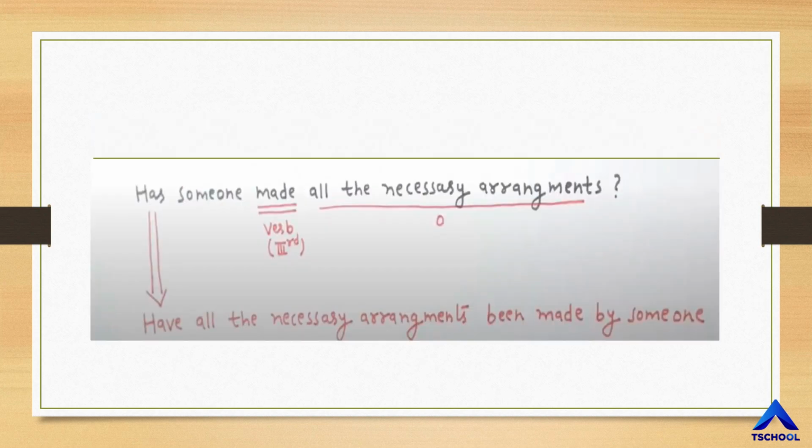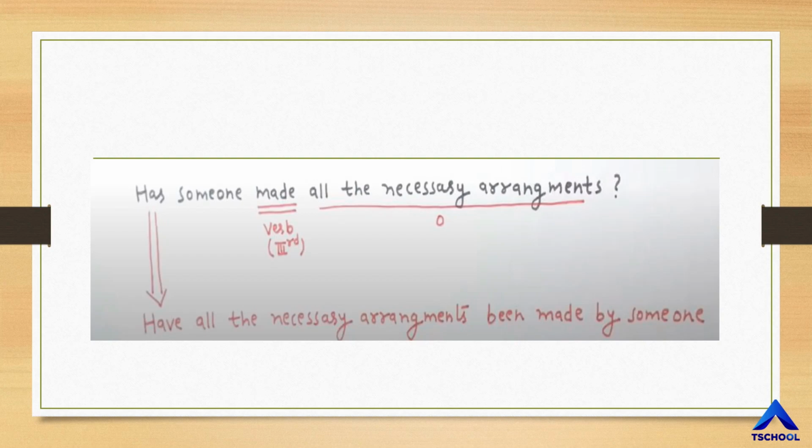Example number 2. Has someone made all the necessary arrangements? Here the question has started with has. Someone is the subject, made is the verb, all the necessary arrangements is the object. Here made is the verb. So how will you identify the verb, in which form it is? First form, second form, third form, or fourth form? Made. Made is in third form.